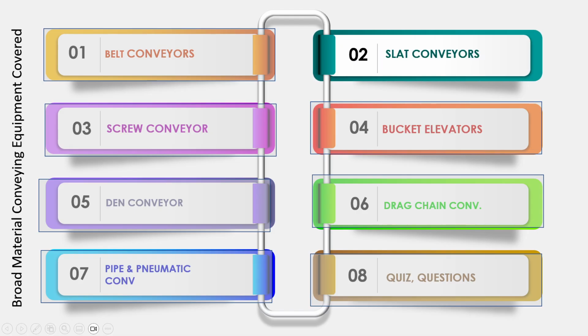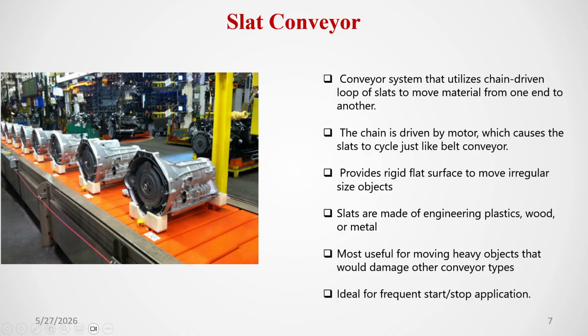Then we are going to discuss the slat conveyor. You see, these are the slats, your orange color slats. It is a conveyor system that utilizes a chain drive. Slats are mounted on the chain. The chain-driven loop of slats moves the material from one end to another. These slats are tied with the chain, and the material is also moving along with them.